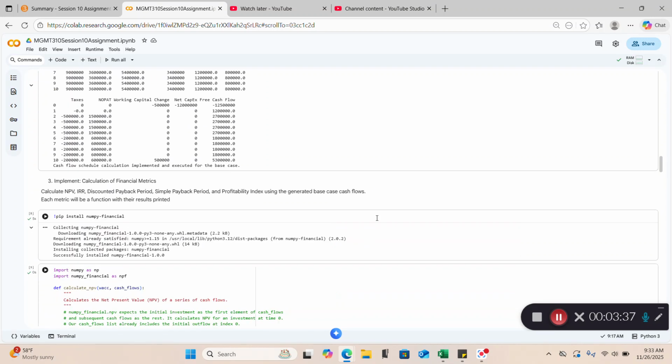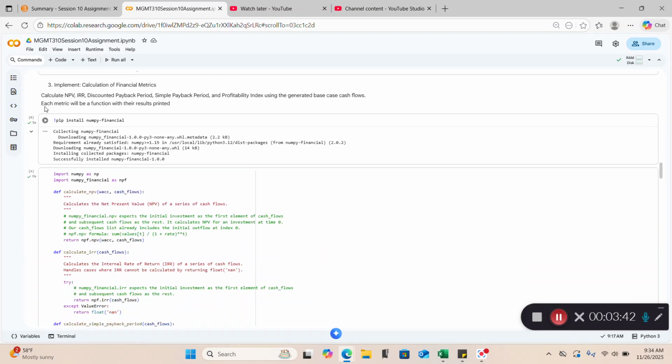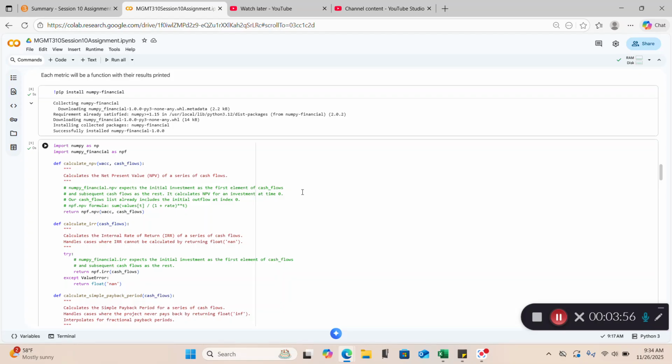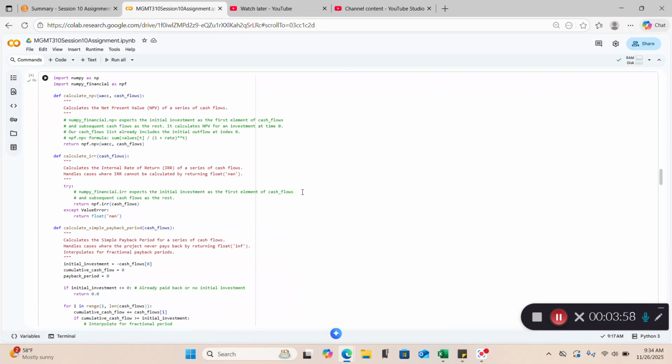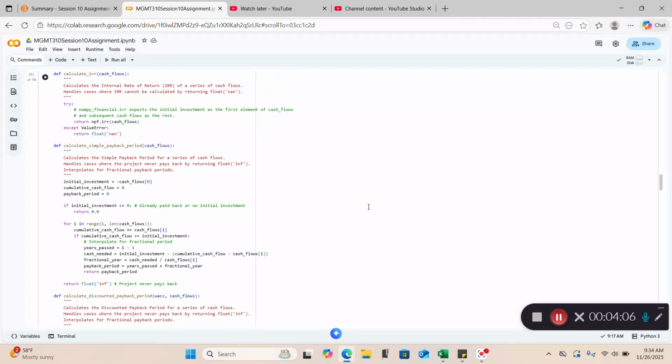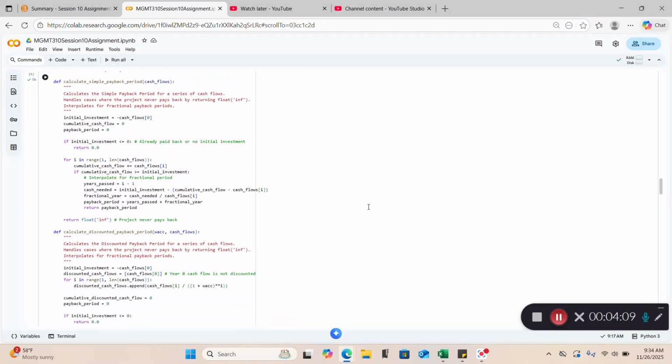So next is our implementation stage, where we calculate the financial metrics of this model: NPV, net present value, IRR, discounted payback period, simple payback period, and a profitability index, using the cash flows we generated. In this, we install NumPy Financial first, just to make it easier. Again, we call the same function for the calculation of the NPV using the WACC and our cash flows, as well as the IRR. The only difference now is we define the calculation of the simple payback period using the cash flows and our initial investment.